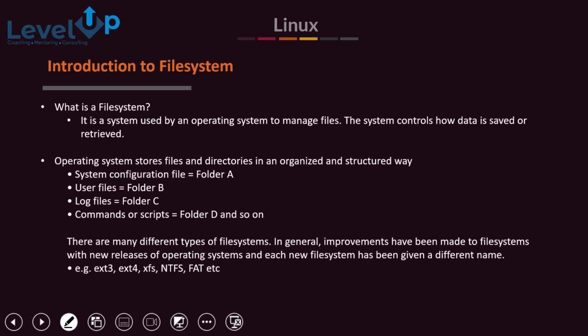Now let us understand file systems. What is a file system? Every operating system has a file system. What is the use of a file system? Very simply, the use of a file system is to manage files. Why does it have to manage files? Because there are different types of files.